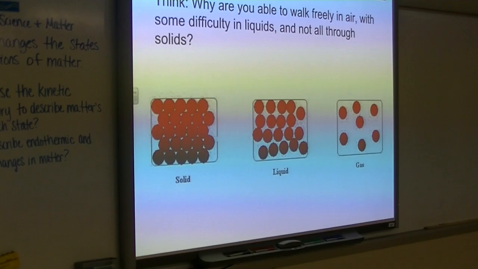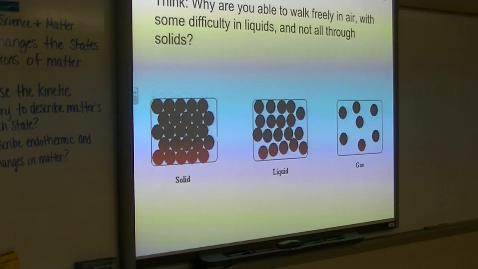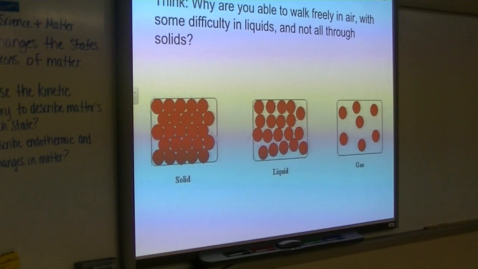Think about that. When we walk around the classroom, you're just walking through air, through a gas, with lots and lots of space in between the particles. If you go to the swimming pool in the summer, you can walk through the pool, with some difficulty, but you can do it. But can you walk through a wall? No, because the particles are so close together, there's no space for you to go through them. All right, so let's start with solids.